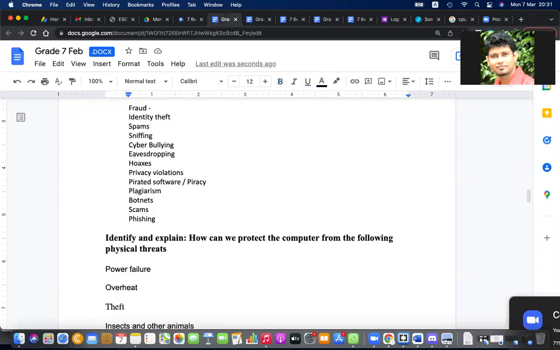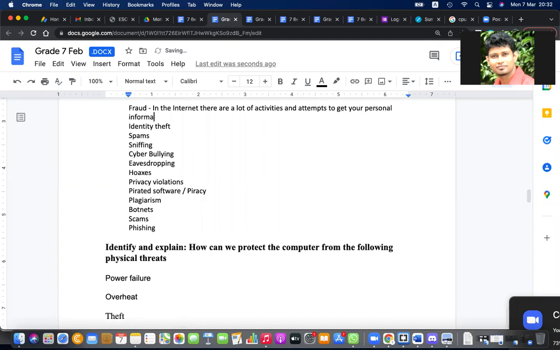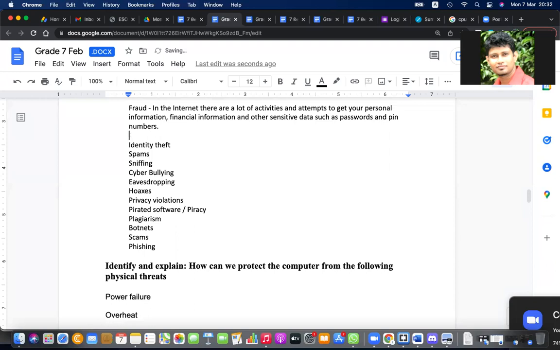Please write down. On the internet, there are a lot of activities and attempts to get your personal information, financial information, and other sensitive data such as passwords and PIN numbers.